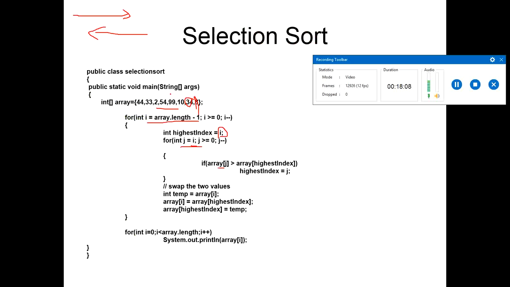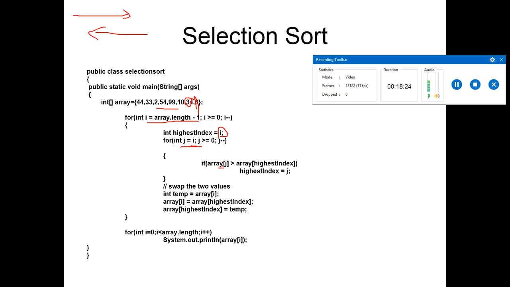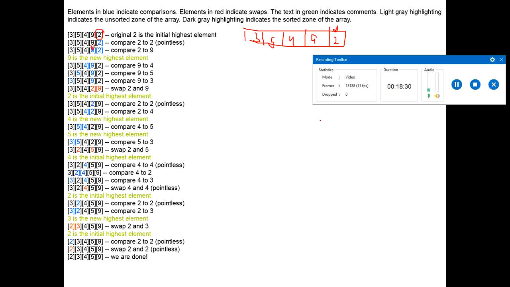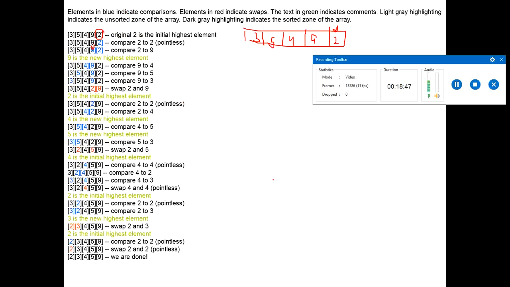So we compare 2 with 9, because if I go back, j will be decremented and now my highest index is 2. When j is decremented, this is the value at j, and 2 is at the highest index. So we compare array at j: is it greater than the array at the highest index? If I go back to the code, if array j is greater than the array at highest index, then j becomes the highest index.